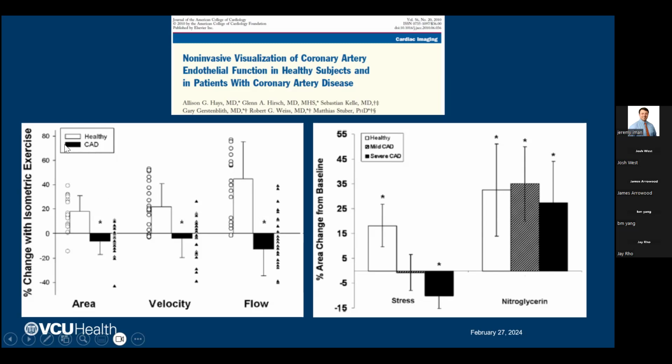Take that in contrast to a patient with coronary artery disease, where actually the opposite was found to be true. They had a decrease in coronary area, velocity, and flows down it. And then they did it again where they gave them a dose of nitroglycerin. And in the patients who were healthy, had mild or severe CAD, they found that there was a robust response to nitroglycerin that they could see with hand grip ergometer.